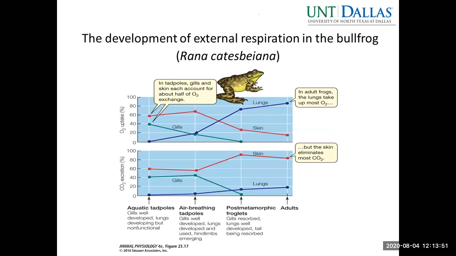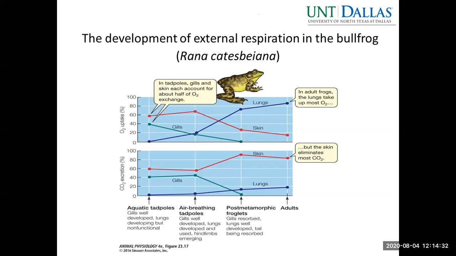So talking about the development of external respiration in the bullfrog, that's Rana catesbeiana. Bullfrogs start their lives without lungs when they are living at 20 degrees centigrade as aquatic tadpoles. Their gills and skin each account for about half of their oxygen and carbon dioxide exchange, as you can see in this figure. In adult frogs, the lungs take up most of the oxygen, and in tadpoles, the gills and skin each account for about half of oxygen exchange.